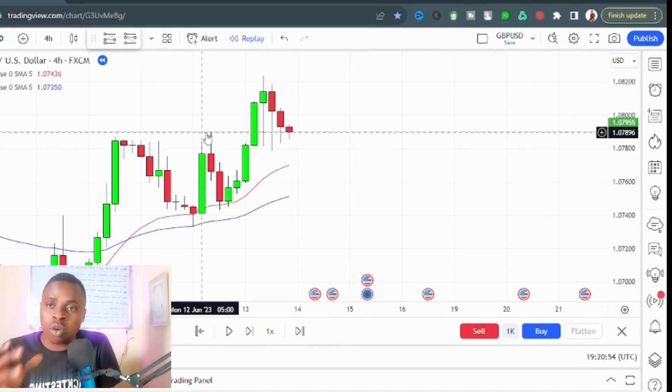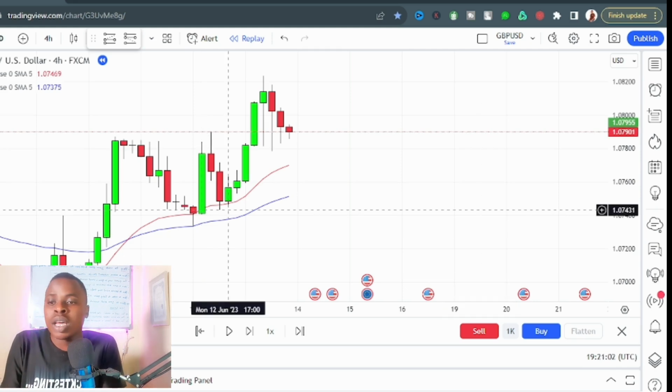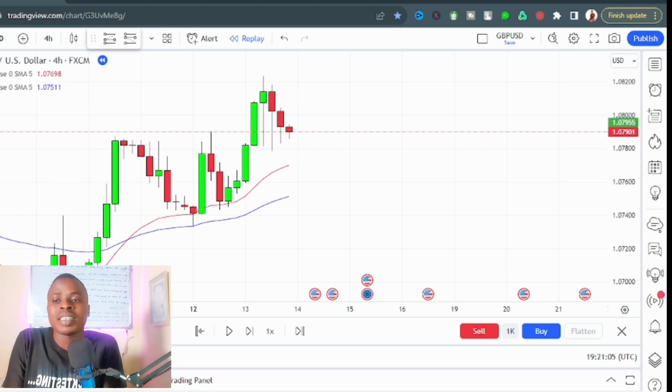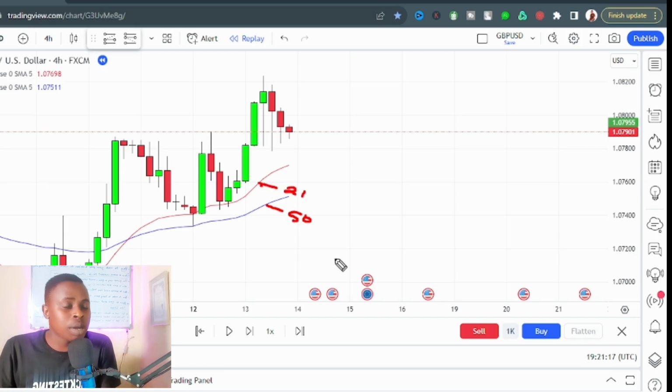Right, so first of all, we said we need to identify the trend. And how do we identify the trend? First of all, we want to see the 21 period moving average being above the 50 period moving average, right? So if this is the 50 and this is the 21, now we know that this market is in an uptrend, because the 21 is above the 50.